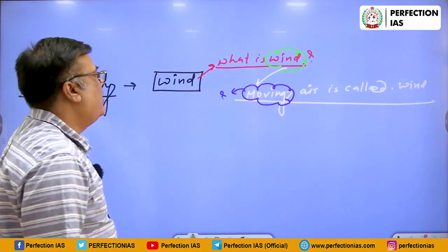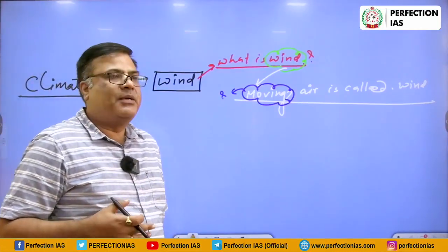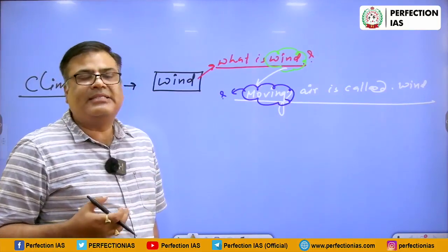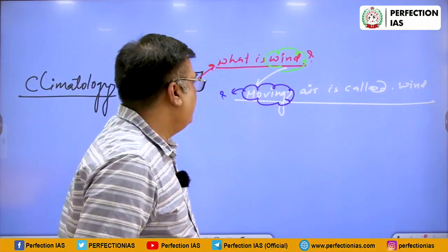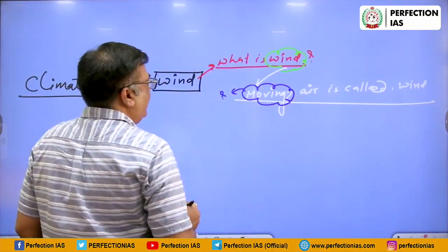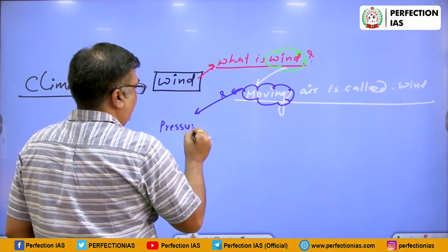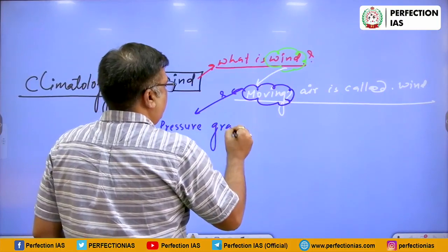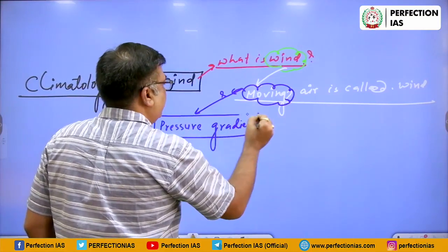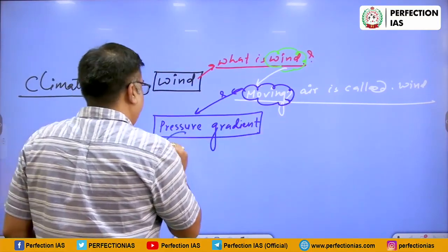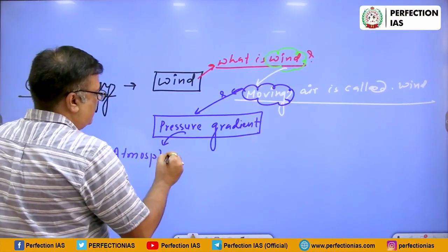Air will move because we know Newton's law of inertia. If something has to move, then there must be some force responsible for it. All right. So for the movement of the wind, we need some sort of pressure gradient. Pressure gradient. Pressure means what? Here we are talking about atmospheric pressure.